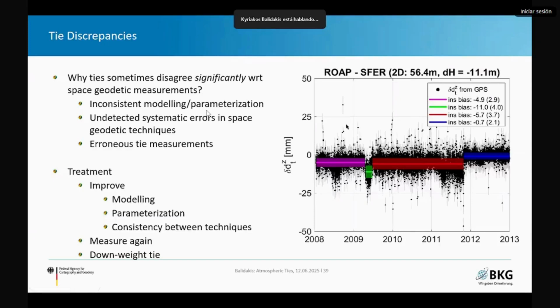What do we do when we detect such tie discrepancies? We can choose. If we have time on our hands, we can improve the modeling, parameterization, and the consistency of the techniques. We can do some more measurements. This is, for example, for the local ties, and if we don't want to do some improvements or do some measurements again, then we can simply downweight the local ties that do not agree with the results.